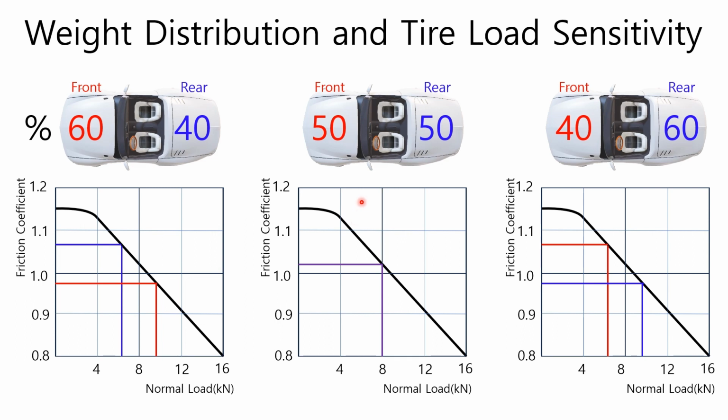The middle picture shows the same load acting on the front and rear wheels. In this case, the vehicle tends to neutral steer. The last picture on the right shows the front wheels carrying 40% of the load and the rear wheels carrying 60% of the load. In this case, when cornering, the friction coefficient of the rear wheel is small, so the rear tire is pushed outward, causing oversteer. Due to the characteristics of these tires, a vehicle tends to understeer if the front wheel loads are heavy and oversteer if the rear wheel loads are heavy.